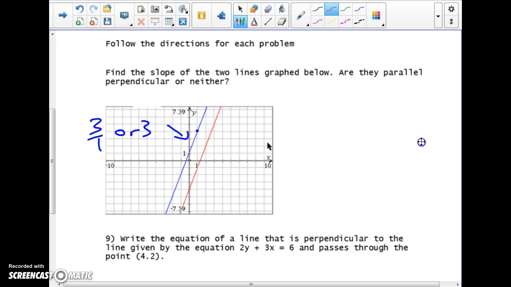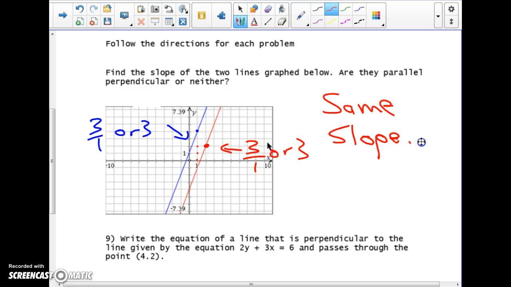3. The slope of this red one, I'm going to pick this exact point. I'm going to go up 1, 2, 3, and I can run to this one. So my slope here is 3 over 1, or 3. Since they have the same slope, I can say these two lines are indeed parallel.